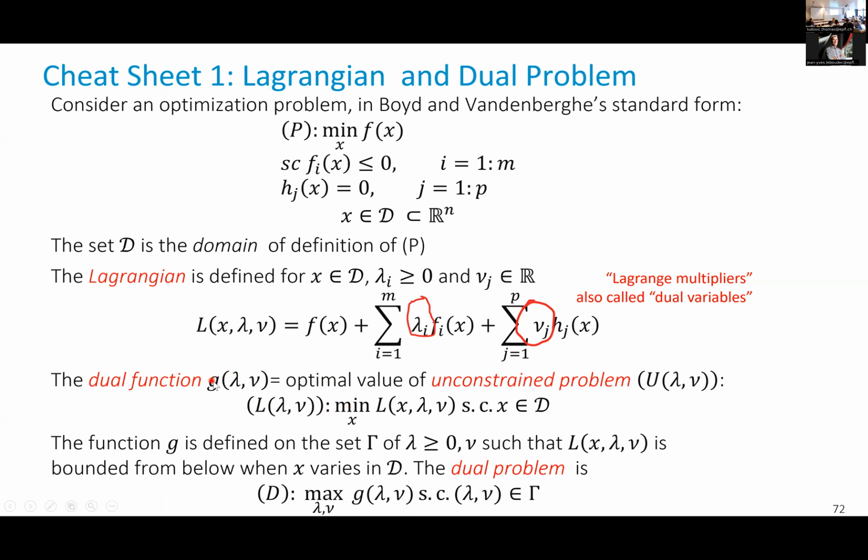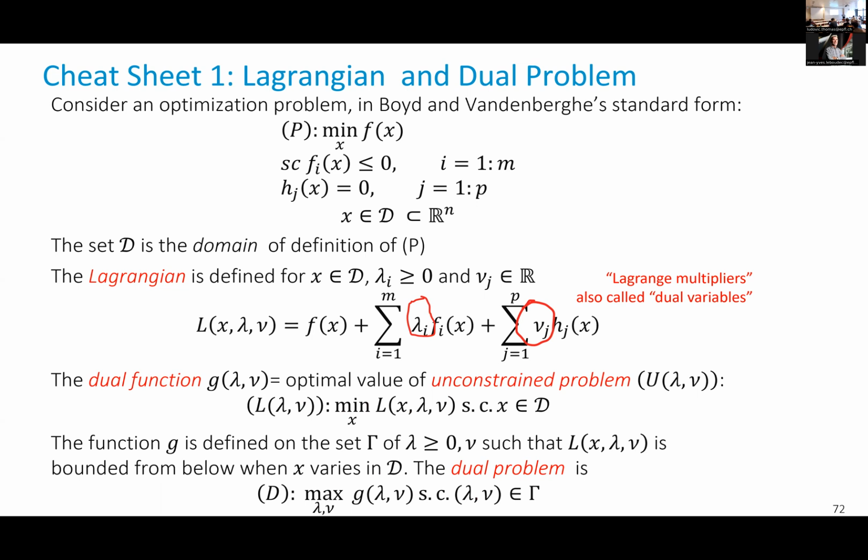The result of this optimization problem, I call it the dual function, g of lambda and nu. So to every combination of dual variables, of Lagrange multipliers, corresponds one value of the optimal unconstrained problem, and I call it this, which is now a function of the multipliers, the dual function here. The dual function is not defined for every lambda nu, so the domain of definition of lambda nu is this, but plus we must have that this problem is bounded, and we call gamma the set of definition of the dual problem, which is the set of lambda nu such that this optimization problem is bounded. So the minimum is not minus infinity here. And then the dual problem is the maximum of the optimal value over all lambda nu in gamma here. That is the definition of the dual problem.